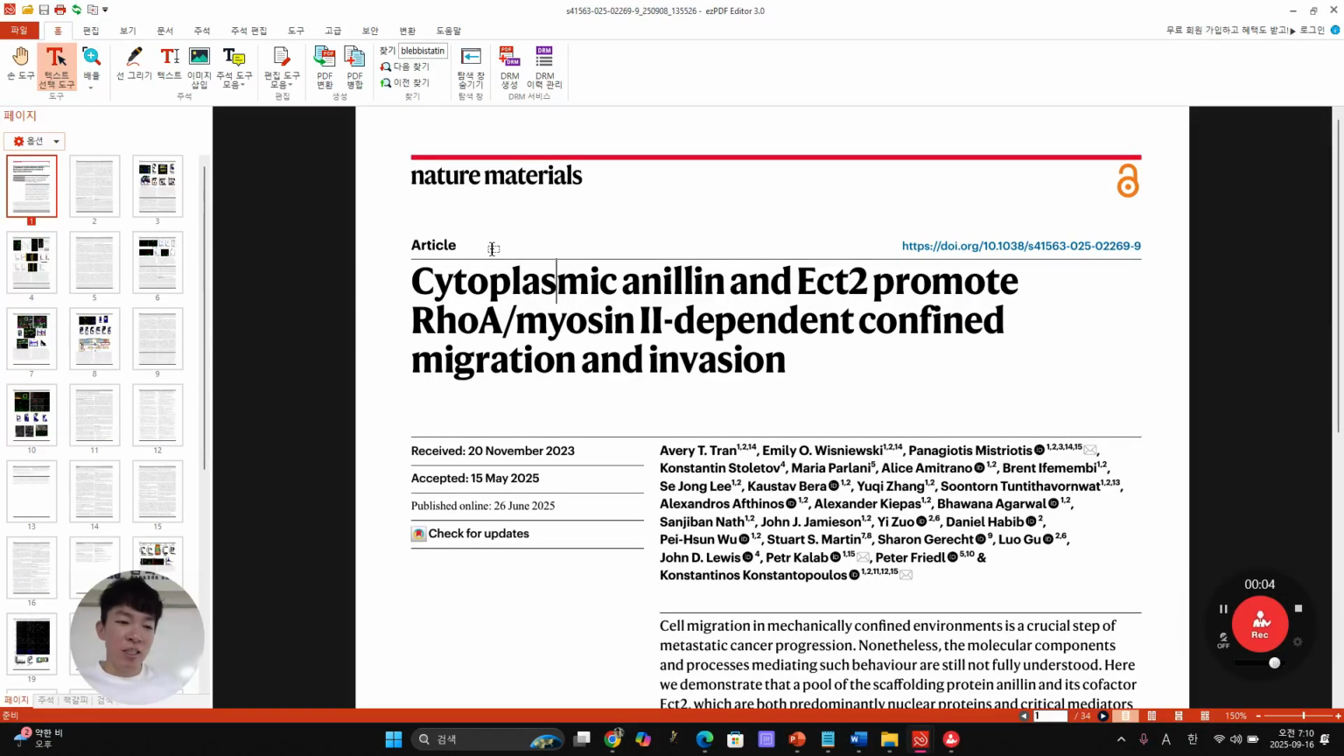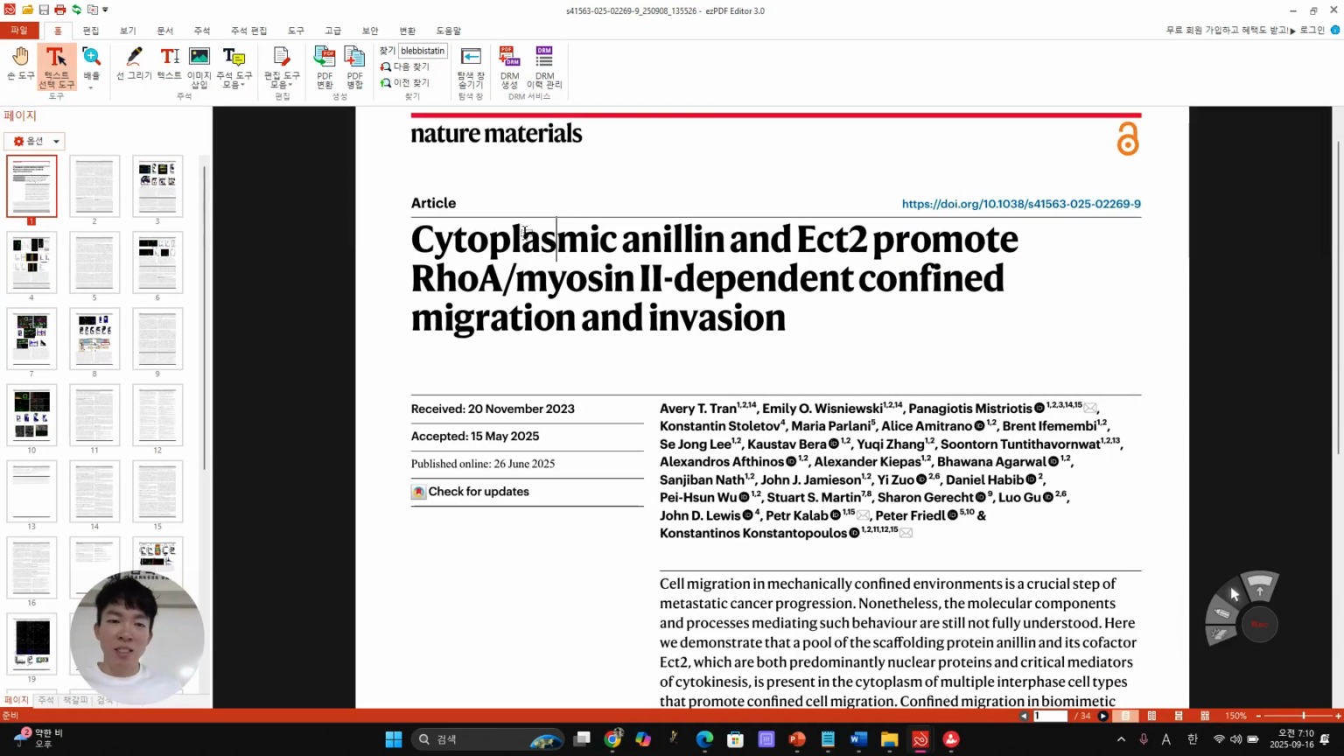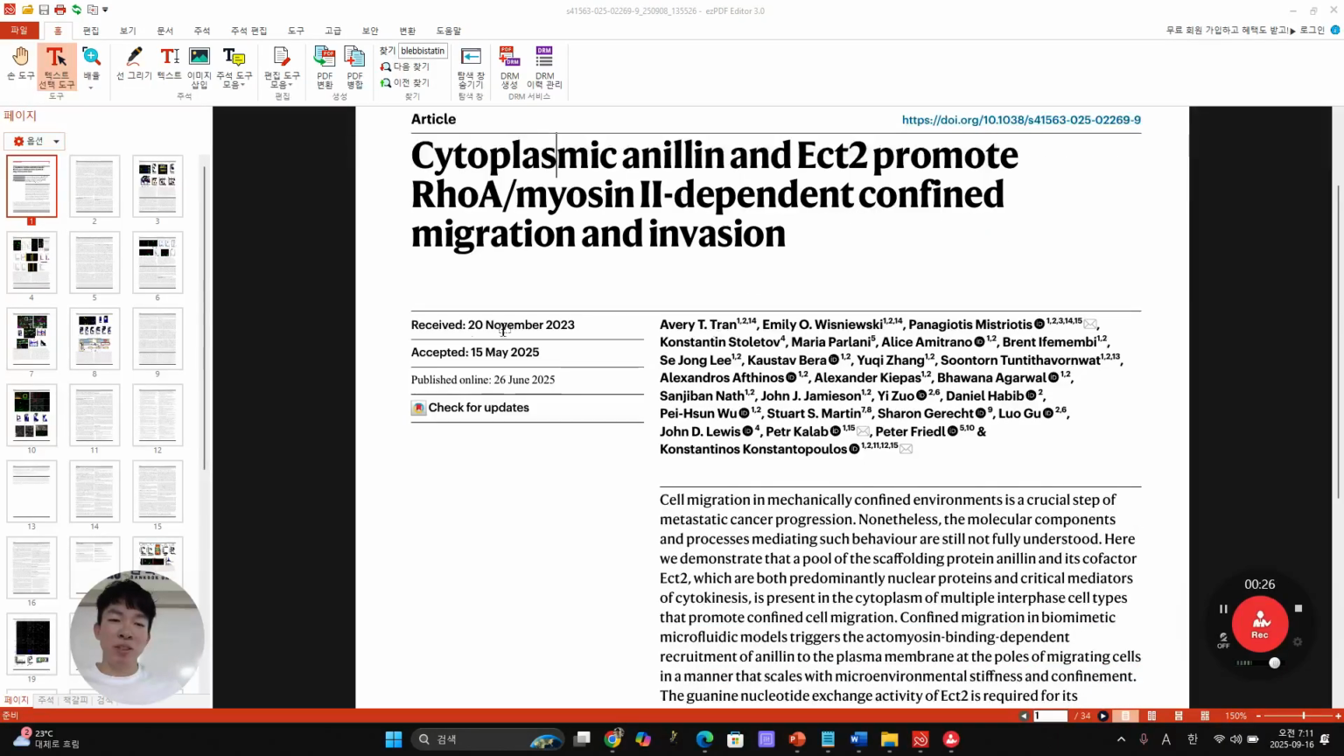So today, as I told you, we are going to study this paper recently published in Nature Materials 2025. The title is Cytoplasmic Anillin and Actin to Promote Rho-Wave Myosin 2 Dependent Confined Migration and Invasion. First, when you look at the paper, you can see the received date is November 2023, then accepted May, published June. So it took around 1.5 years to publish.